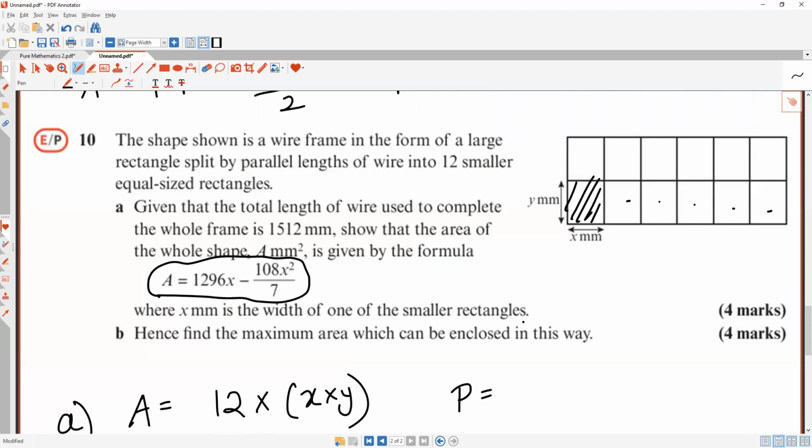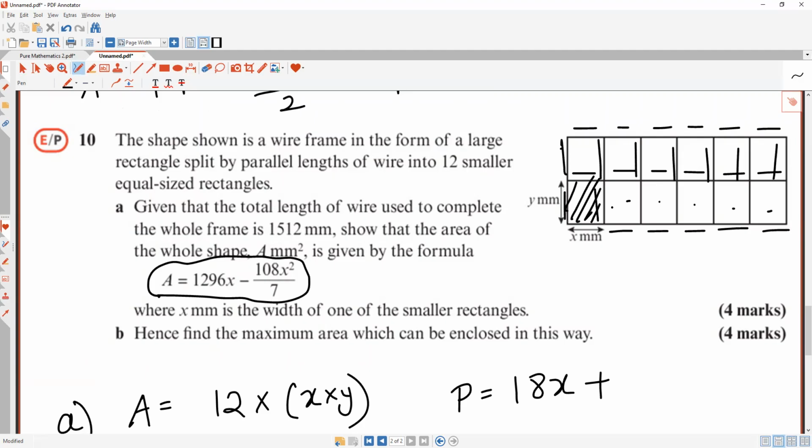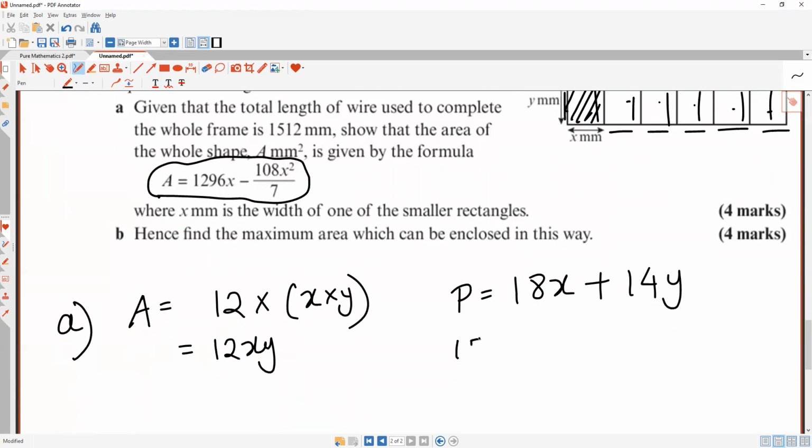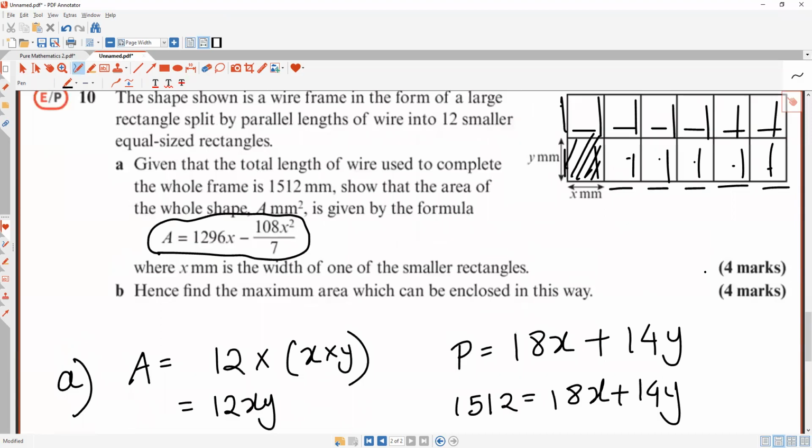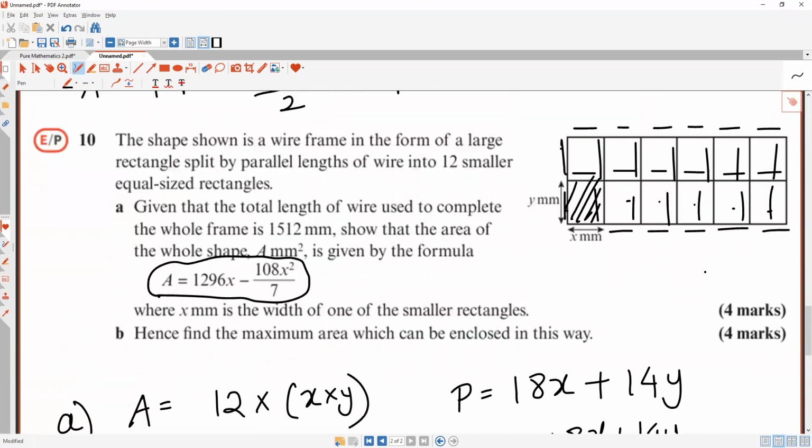Now how many x do I have here? 1 2 3 4 5 6 7 8 9 10 11 12 13 14 15 16 17 18. So I have 18x over here, plus how many y's are there? 1 2 3 4 5 6 7 8 9 10 11 12 13 14. So I have 14y. Everybody agrees with me in this case? And the perimeter is 1512, so 18x plus 14y.